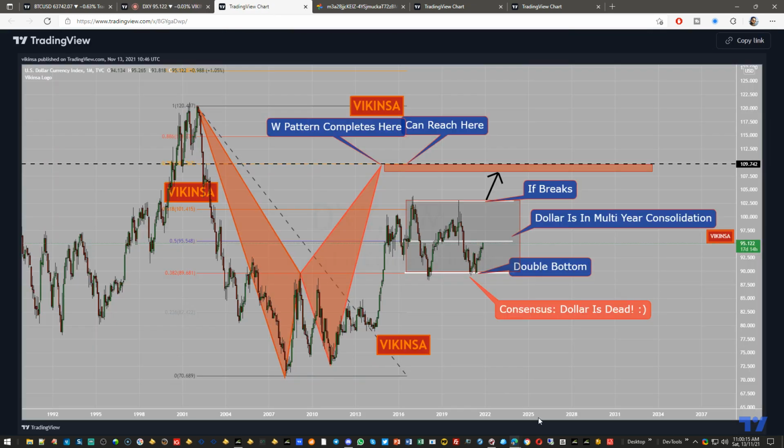So on an overall higher time frame, we are looking at the monthly time frame. So overall, this is a multi-year time frame. There is a W pattern which completes around 109 for DXY. Now, for the last few years, it has been running inside a consolidation.